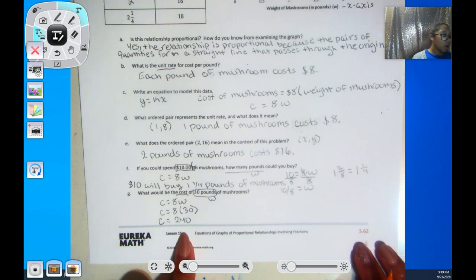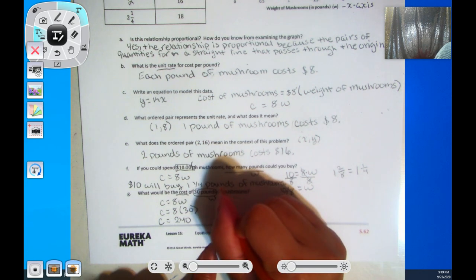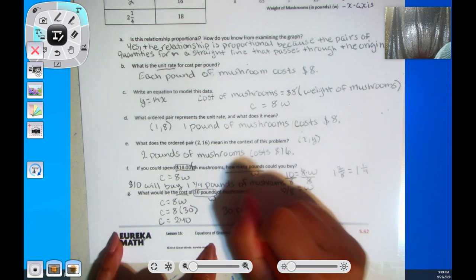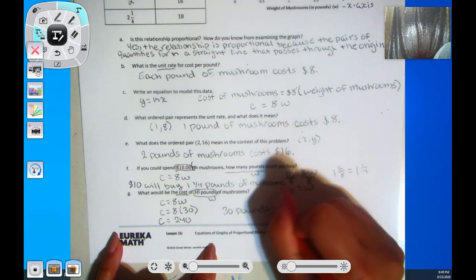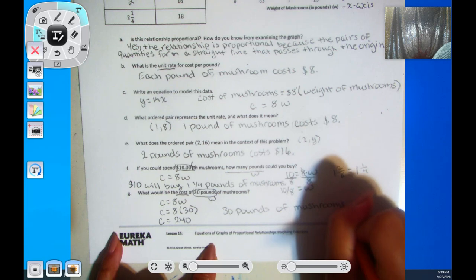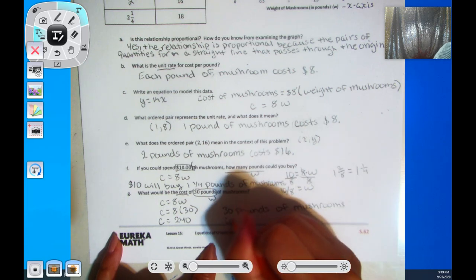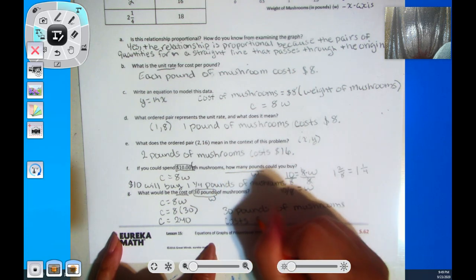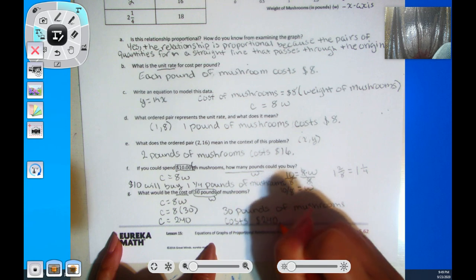So what does that mean? Well, that means that 30 pounds of mushrooms costs $240.